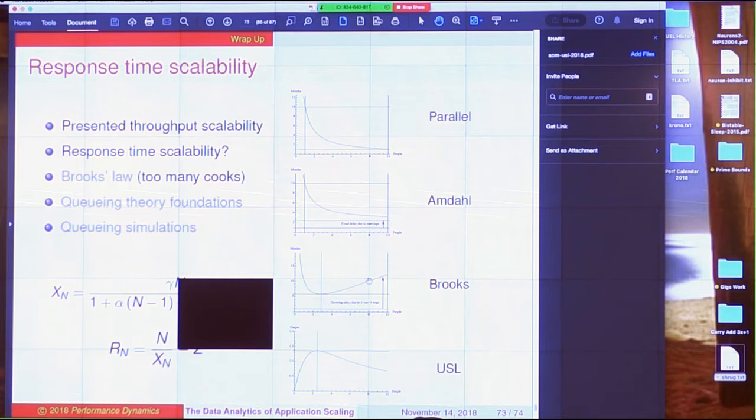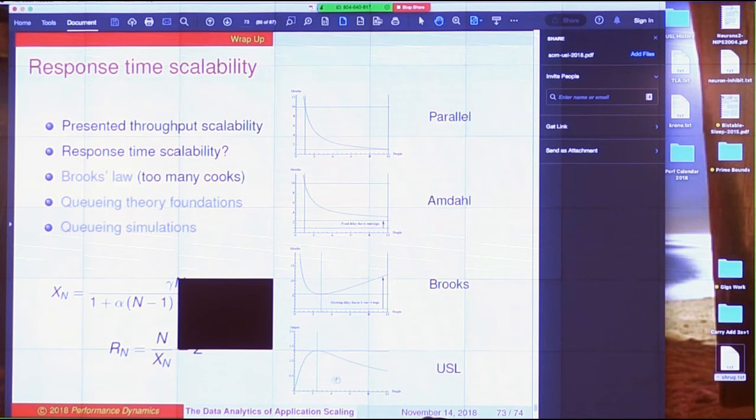And then if I take that particular graph that corresponds to Brooks' law and just apply this, you can see that basically this is an inverse relationship. The relationship between the throughput and response time is an inverse kind of function. So it flips upside down. And you can see if I take Brooks' law and flip it upside down, I get exactly the USL concave function I showed you earlier. So it's all there. It's kind of cool, actually.